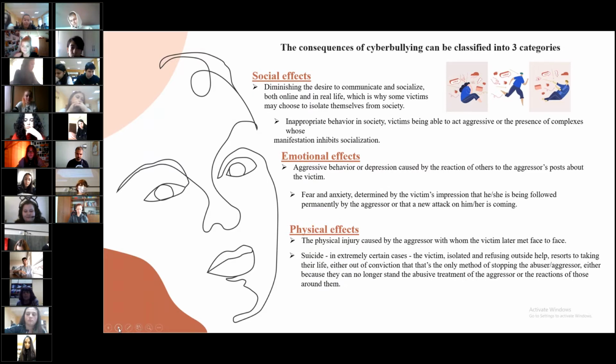Suicide. In extremely certain cases, the victim, isolated and refusing outside help, resorts to taking their life, either out of conviction that that's the only method of stopping the abuser, the aggressor, or because they can no longer stand the abusive treatment of the aggressor or the reaction of those around them.